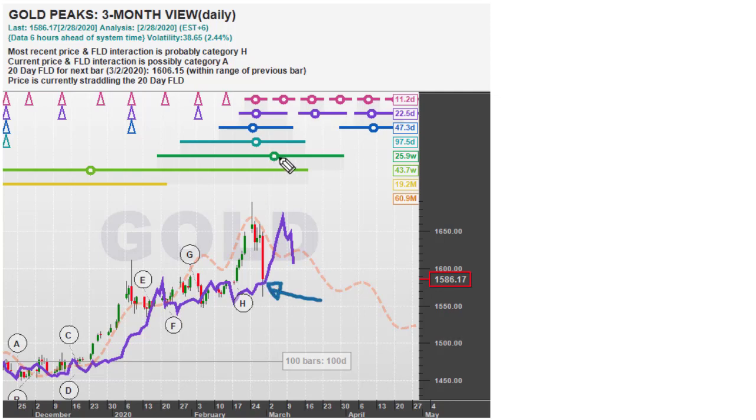If this is the 20-week cycle peak, we do expect it to cross below the 20-day FLD, which is a matter of interest. It will do, over the weekend, okay, almost by default. If price stays where it is at this level, then it will have by default crossed down below the FLD over the weekend, and we'd be projecting a move down to about here for that A category target.